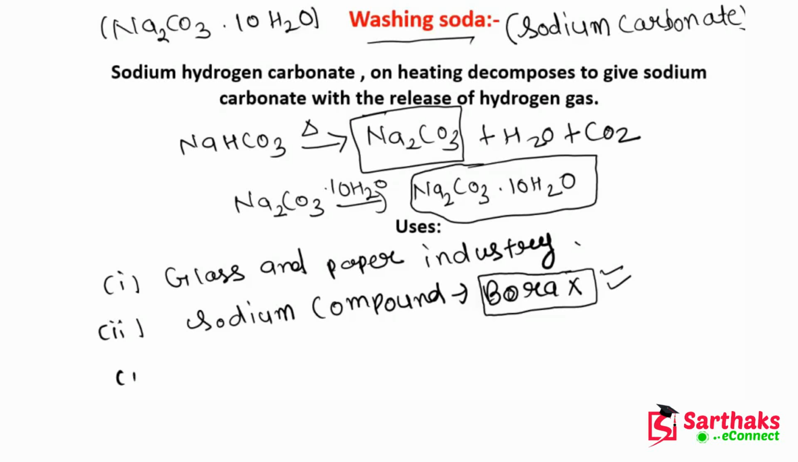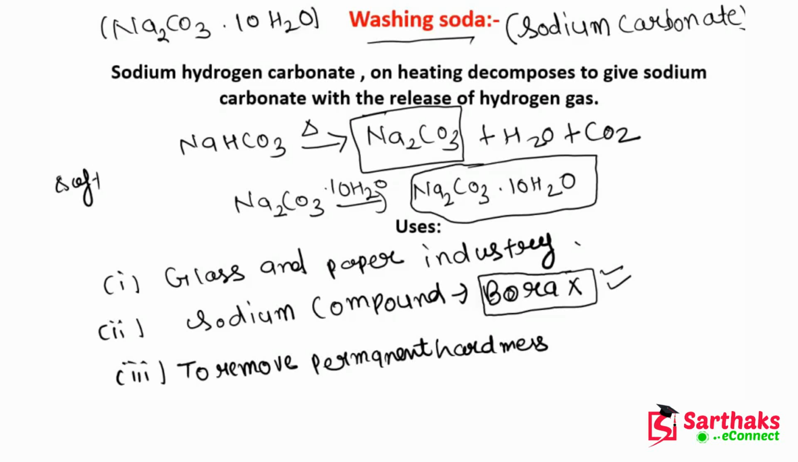Now let's talk about the very important use of this washing soda. It is used to remove the permanent hardness of water. Now guys, water is of two types: soft water and hard water.